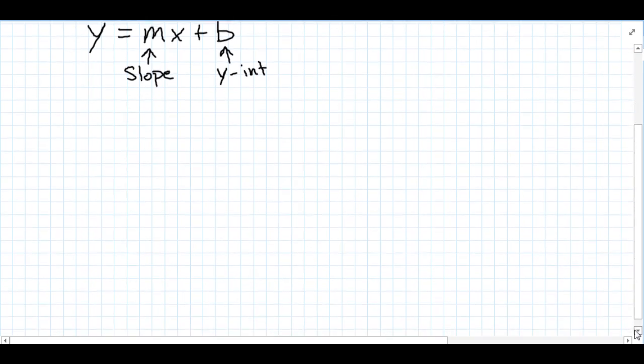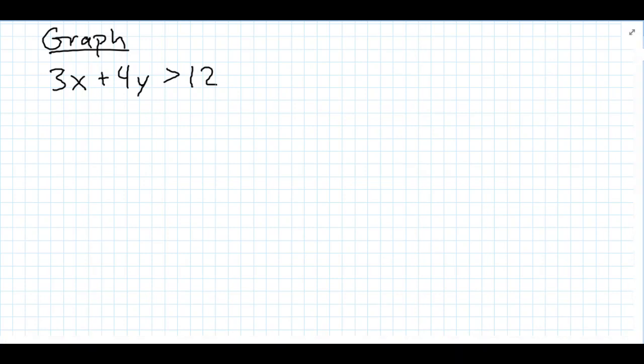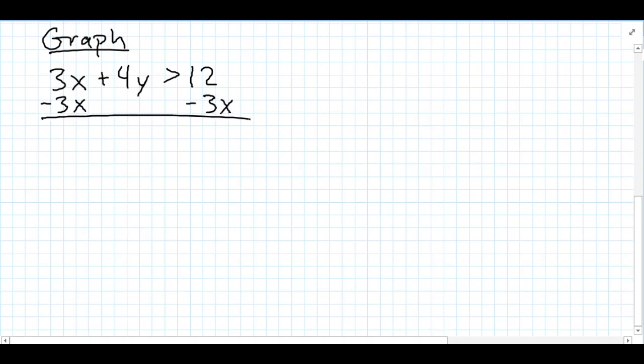So let's go ahead and do an example problem here. Let's try to graph 3x plus 4y is greater than 12, let's say, right? So in order for us to graph this, we're going to put this into slope-intercept form, by which I'm going to isolate the y variable. I'm going to do that by subtracting the 3x from both sides, right? You end up with the 3x's canceling out. You have 4y is greater than negative 3x plus 12.